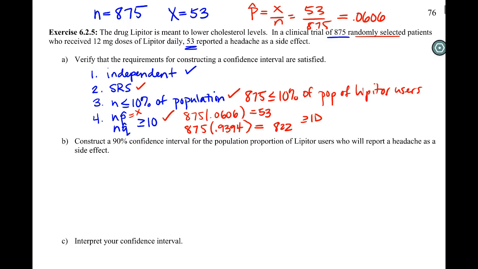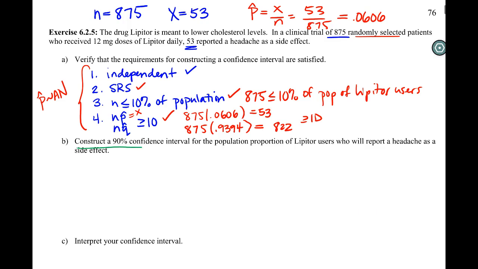So since all of these things are true, this is basically confirming that our p-hats, our sample proportions, would follow an approximate normal like we saw in 6.1. And if that's the case, then we can go ahead and construct a confidence interval, which relies on our normal distribution. And that's exactly where we're going next.